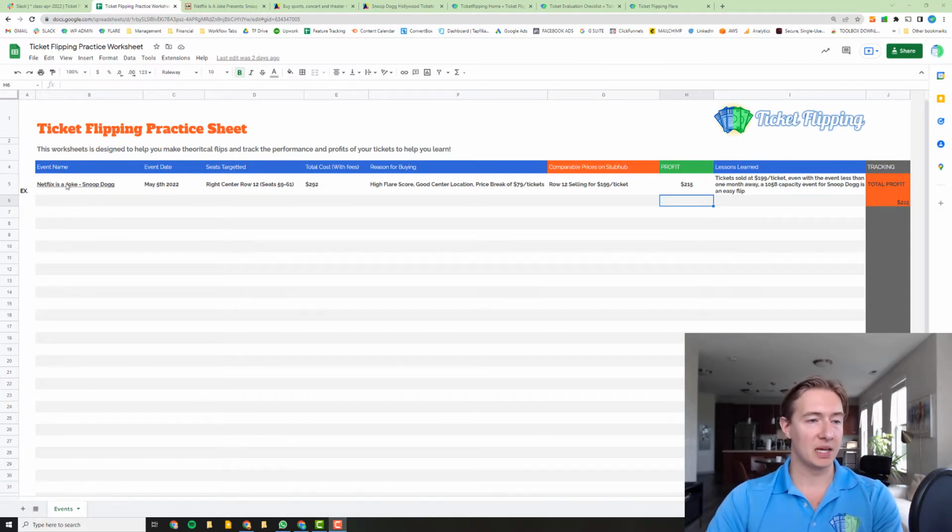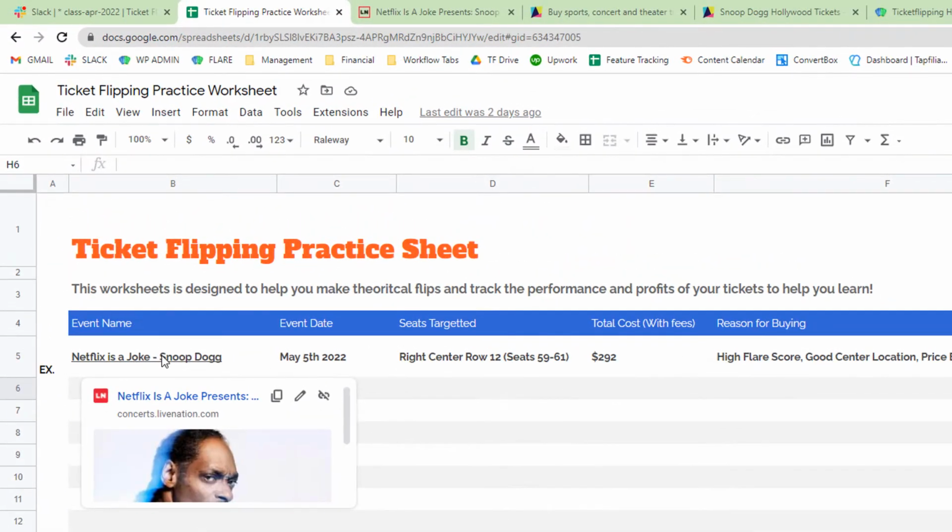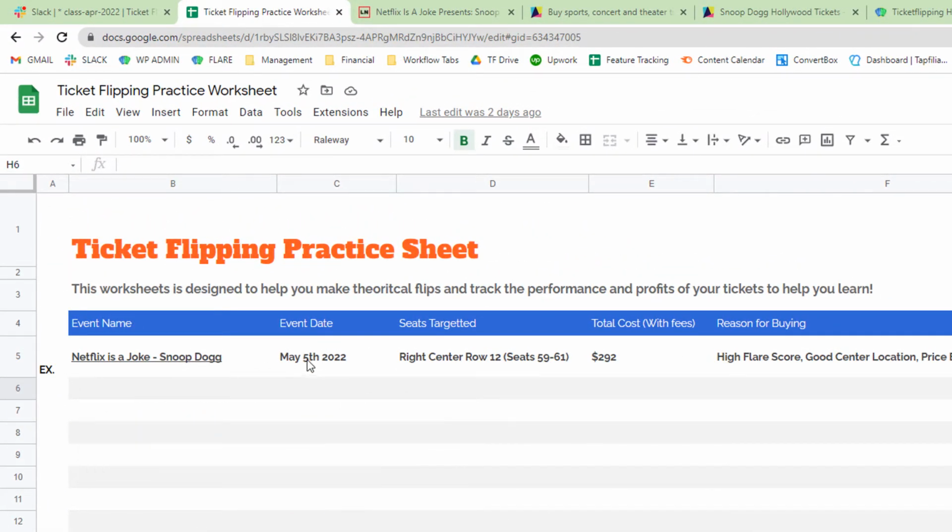So here I have an example event. I have a Netflix Is a Joke show by Snoop Dogg. It's an event coming up on May 5th, which is about 3 weeks from now. And the seats I've selected are row 12, right center, seats 59 through 61. And then I actually went ahead and clicked to see what that cost would be for all three seats with the fees and everything. So you want to make sure you're getting accurate pricing.